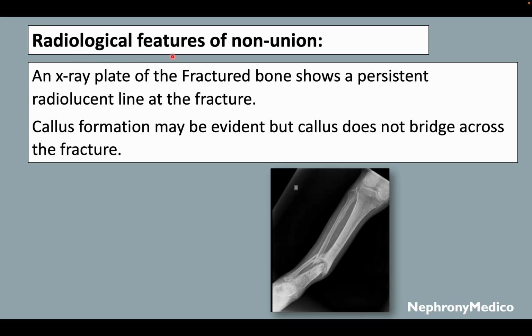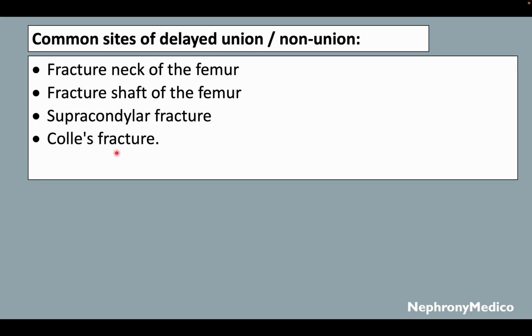Now radiological features of non-union. An X-ray plate of the fractured bone shows a persistent radiolucent line at the fracture. Callus formation may be evident, but callus does not bridge across the fracture. Now common sites of delayed or non-union are: fracture neck of the femur, fracture shaft of the femur, supracondylar fracture, and Colles fracture.